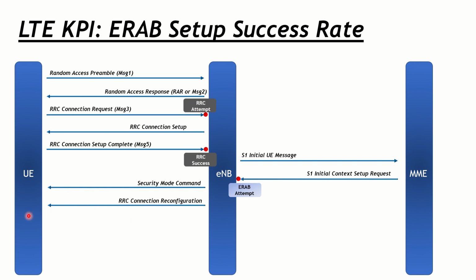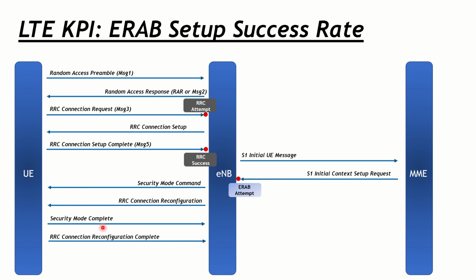Once the UE gets that, the UE responds with security mode complete and RRC connection reconfiguration complete. Now the E node B gets these messages, and at this point the E node B sends the S1 initial context setup response, which is the response to the request, and the E node B then says that the ERAB setup was successfully established. So the KPI for ERAB setup success rate will be ERAB success divided by ERAB attempt. So this was the call flow.